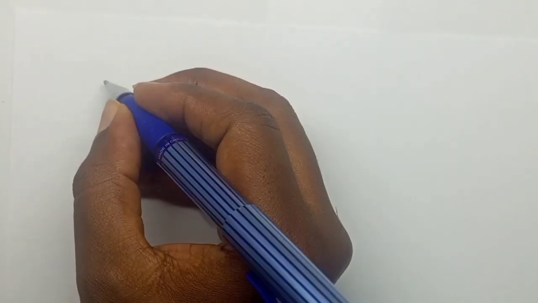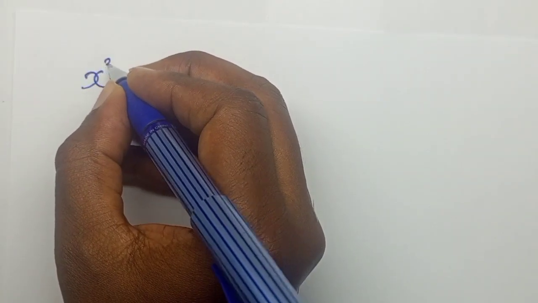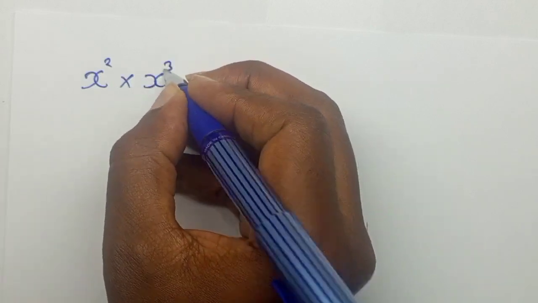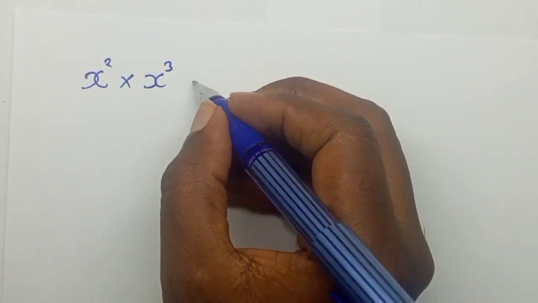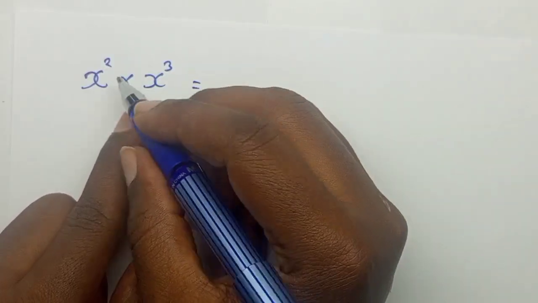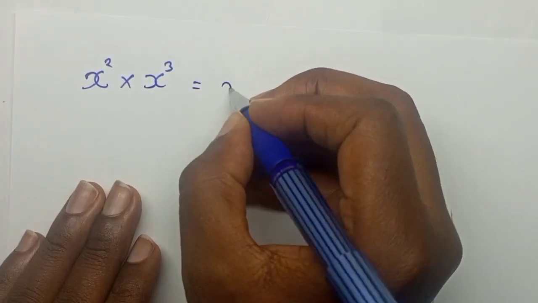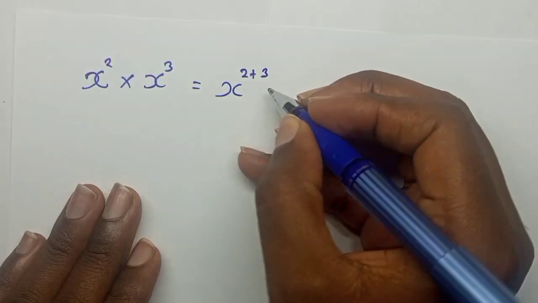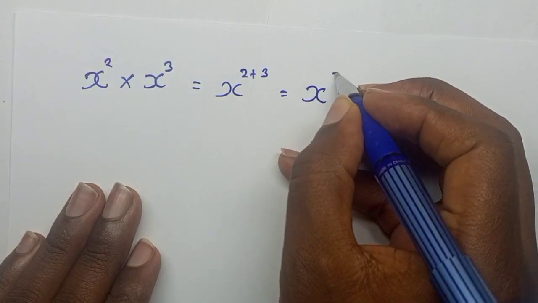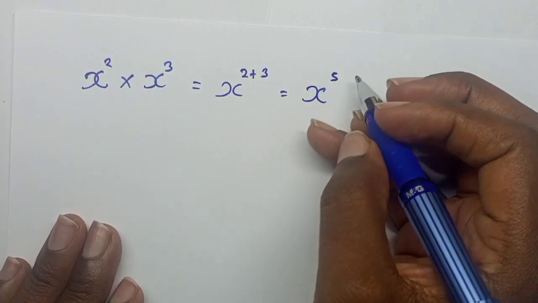Now, how do you deal with multiplying and dividing terms that have powers? For example, if you have x to power 2 times x to power 3. So this simply means, if you have a multiplication, what you do is you add the powers. So this will become x to power 2 plus 3, which is equal to x to power 5.